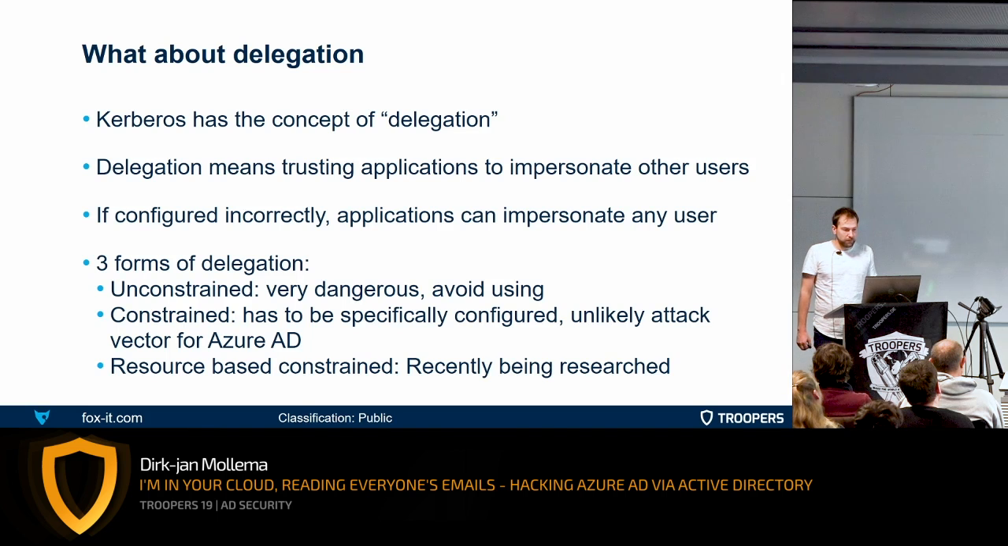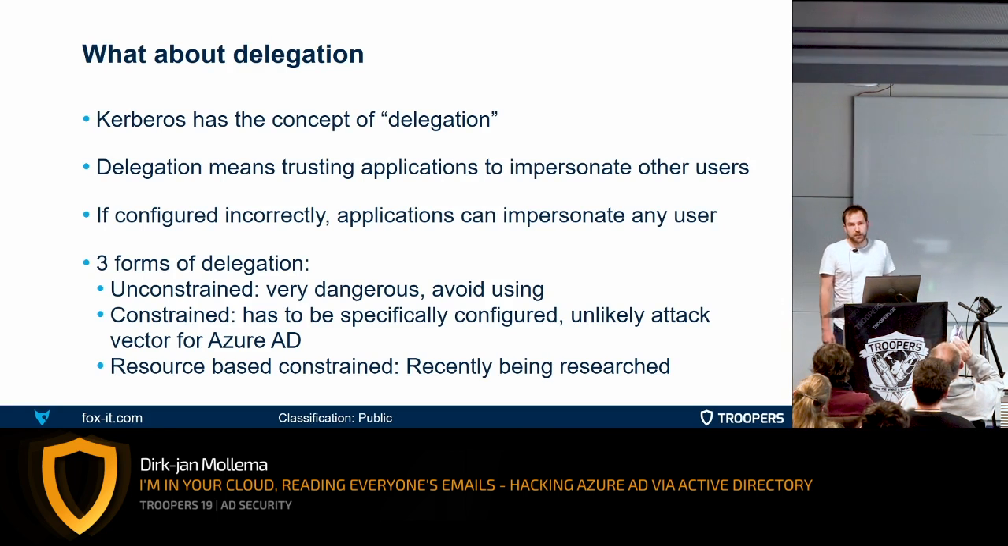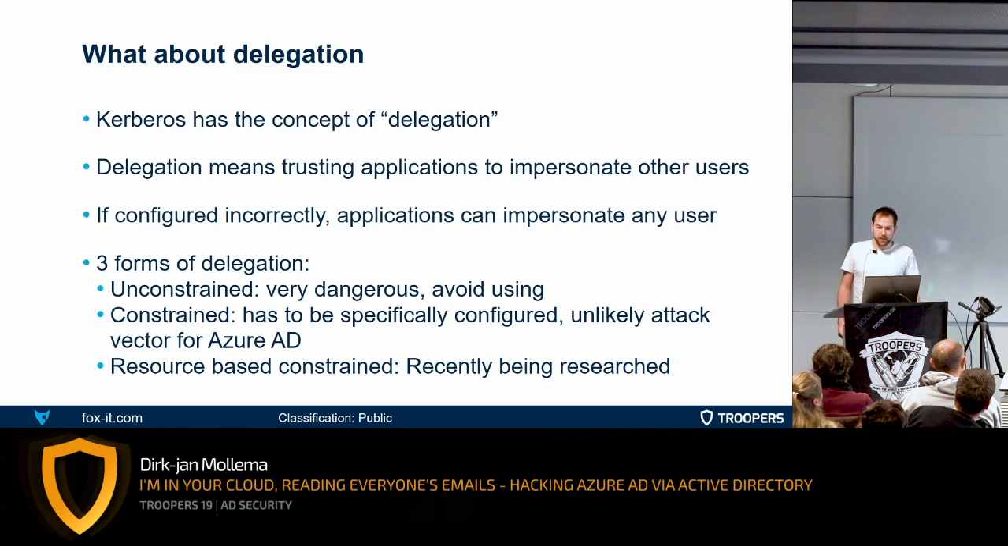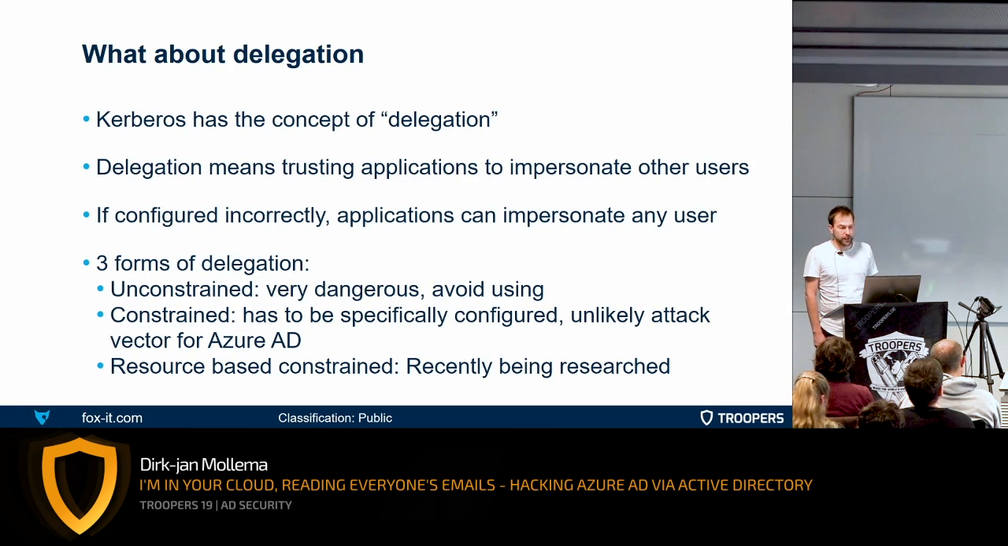You have unconstrained delegation, which basically gives anyone that connects to your service... If I'm a service and I have unconstrained delegation permissions, anyone who connects to me gives me their tickets and I can impersonate them to any system in Active Directory. So it's pretty bad. Please avoid using that. There are a lot of blogs about this that you can read. But unconstrained, try not to use. Constrained delegation has to be specifically configured. So unless someone configures constrained delegation to delegate tickets to Azure, which I don't think is a use case, it's not very likely this happens. It's not really a likely attack vector for Azure AD.